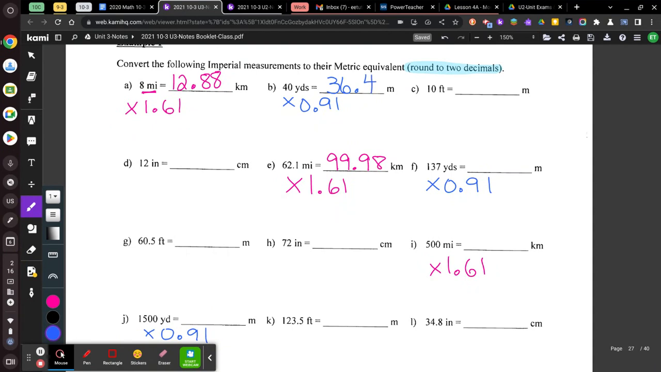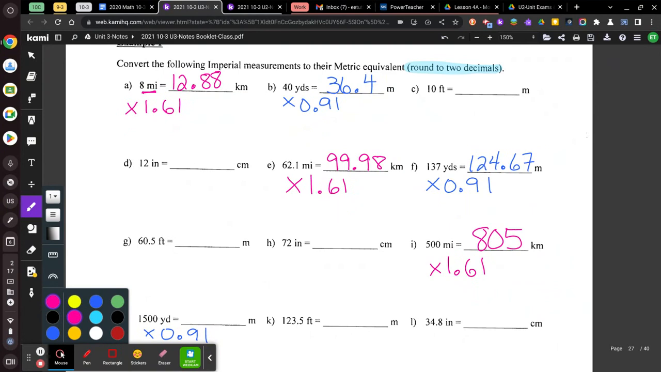Looking at letter F, 137 yards to meters, that's going to give us 124.67. Okay, right below it, we'll do our miles to kilometers. That guy there, we forgot to write him in. He's exactly 805. Whoopsie, I got to draw him in pink to keep it all the same here. So we forgot to solve this one. This guy is 805.